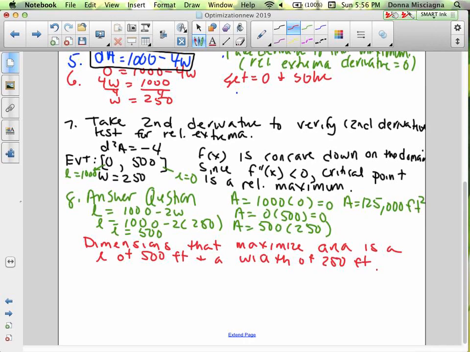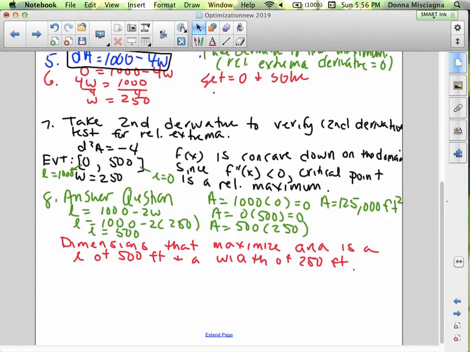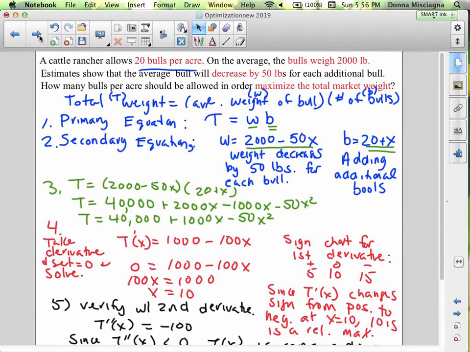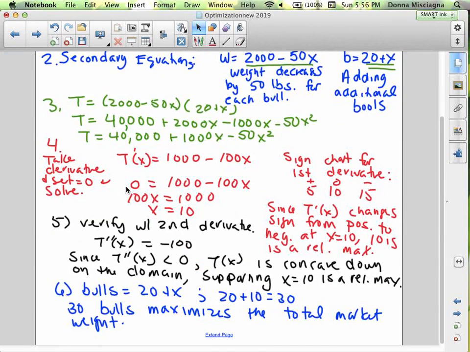Nobody could be confused. All right, so that's the end of this podcast. Here I just wanted to make the answer on the last question clear. Here we answered the question about the bulls. So the total number of bulls to maximize the total weight would be 30: the 20 bulls that are already there plus 10 more bulls.